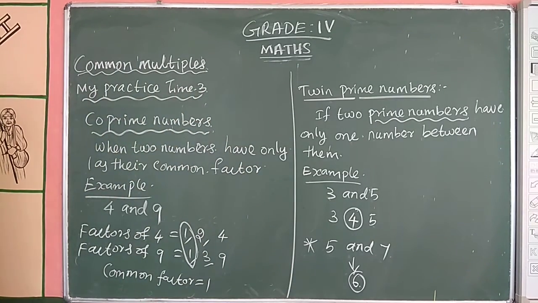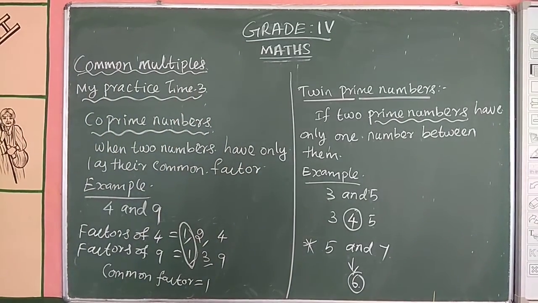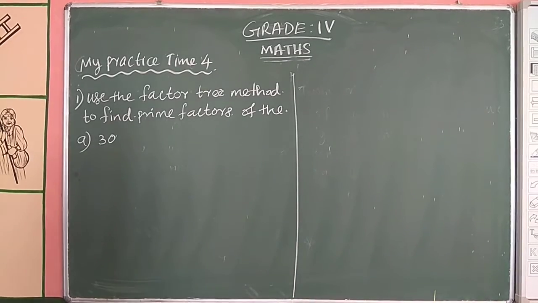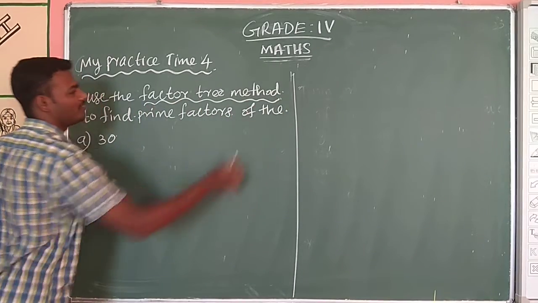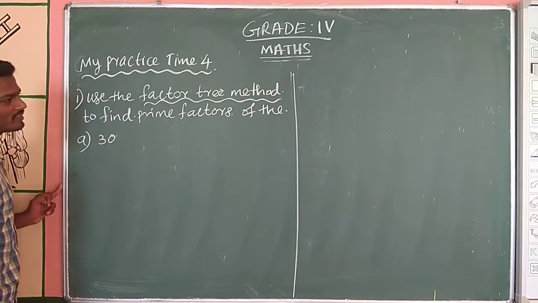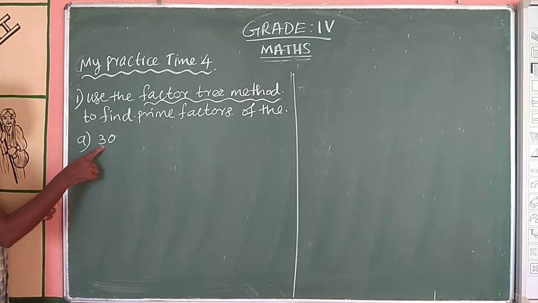Next one, my practice time 4: use the factor tree method to find the prime factors of 30.